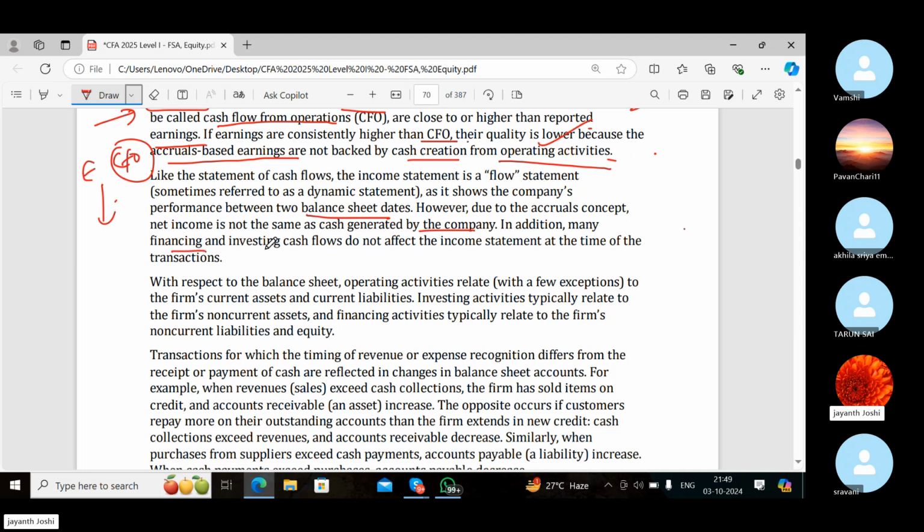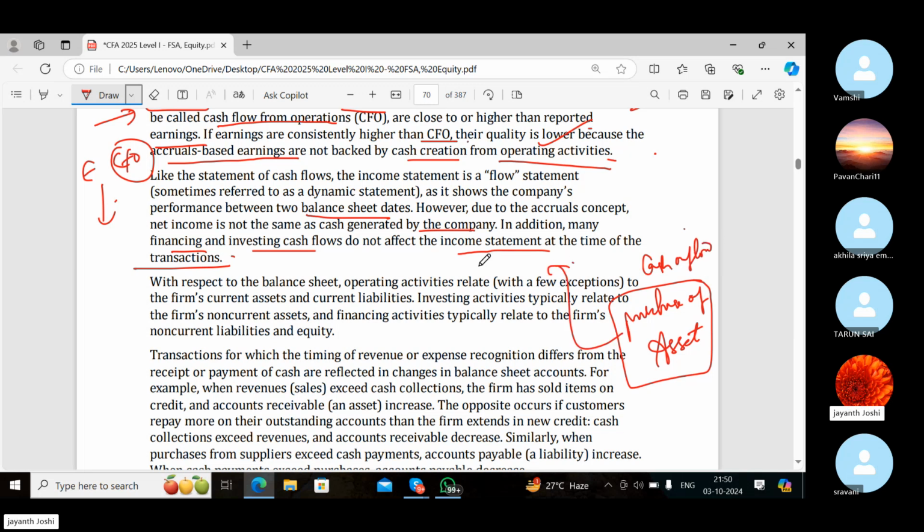In addition, many financing and investing cash flows do not affect the income statement at all at the time of transactions. For example, purchase of an asset. When you purchase an asset, it is a cash outflow. But you never record the purchase of an asset in the income statement. You directly write that in the balance sheet. Only purchase of inventories is what you write in the income statement, not purchase of an asset. So that's what they are saying.